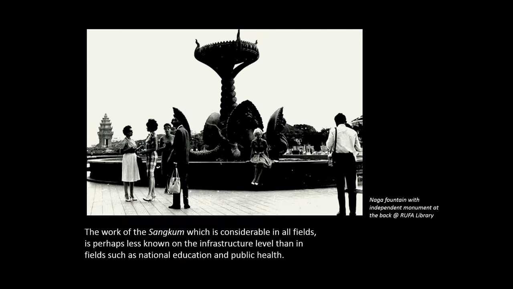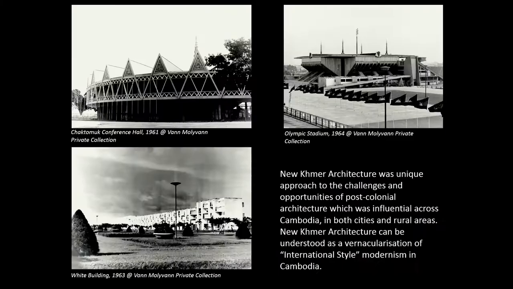Countrywide modernization and construction work was undertaken by national and international experts for urban planning, architectural design, and engineering. Cambodia has several thousand buildings for the public and private sector which were built between 1955 and 1970, influenced by the style so-called New Khmer architecture.